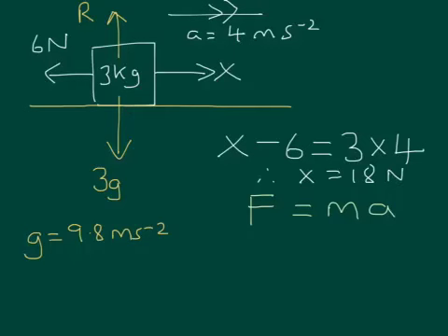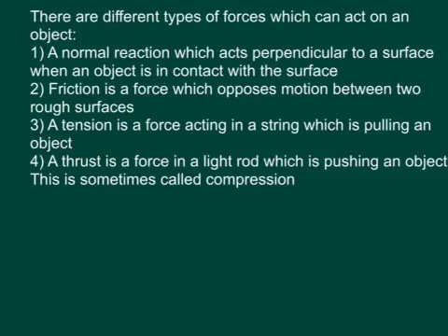So key things here are that the weight is the mass times the acceleration due to gravity, and force is mass times acceleration. And finally, there are 4 different types of forces which can act on an object, and they are the normal reaction, friction, tension, and thrust.